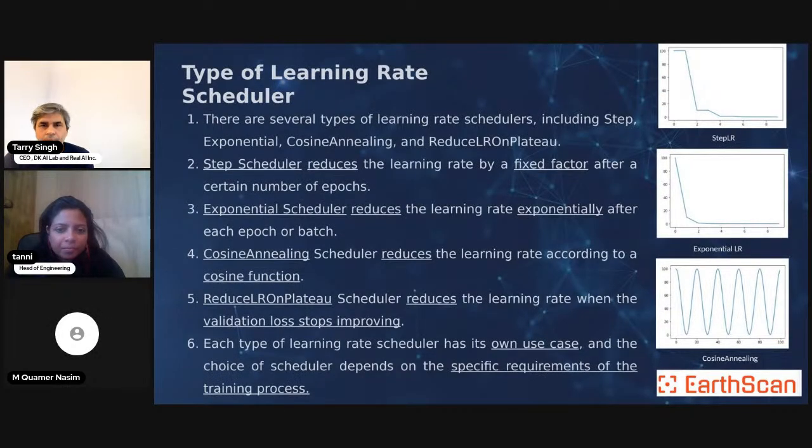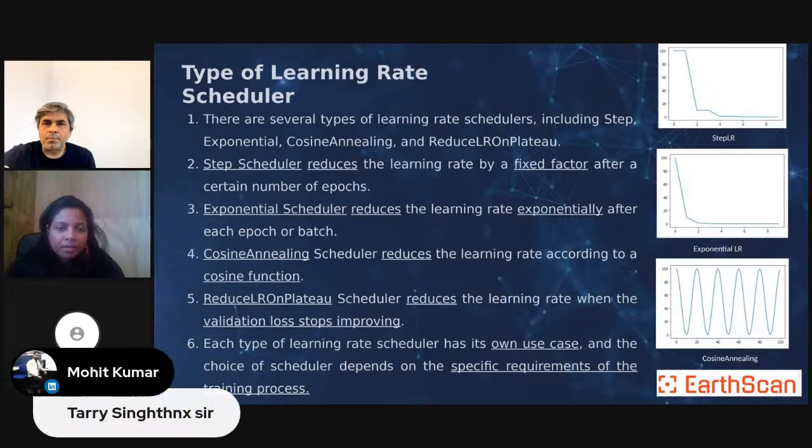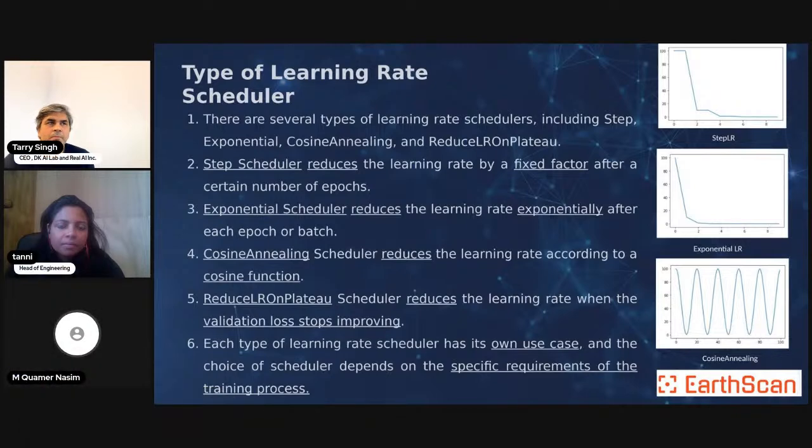Most of the time you would want to use reduce learning rate on plateau, because if your validation loss has already stopped improving, then you wouldn't want to continuously update the weights based on the initial learning rate. So the very first thing that you can try is reduce learning rate on plateau.